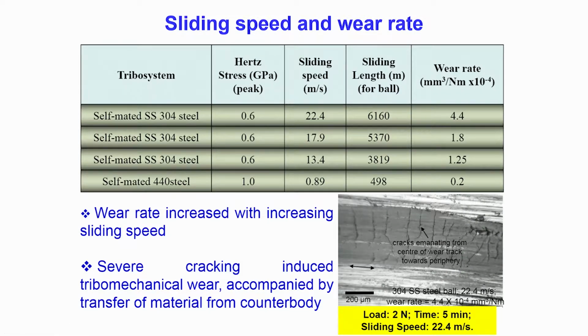Now, if you look at the wear rate of these materials, as you increase the sliding speed, the wear rate essentially increases, particularly for these three materials, where self-mated SS304 steel is. Hertzian contact stress is 0.6 gigapascal, which is not a very low value, it is a fairly high value. So essentially with sliding speed, your coefficient of friction is reduced, but wear rate increases.